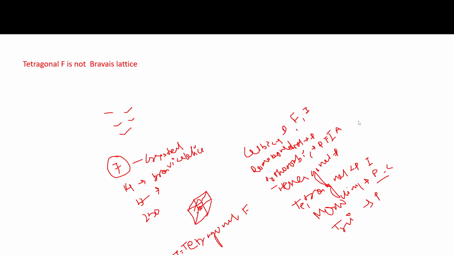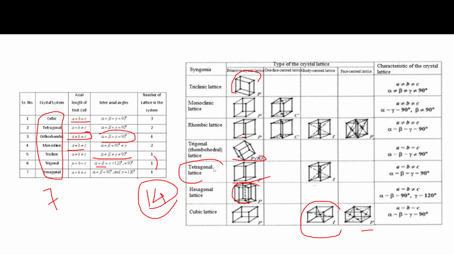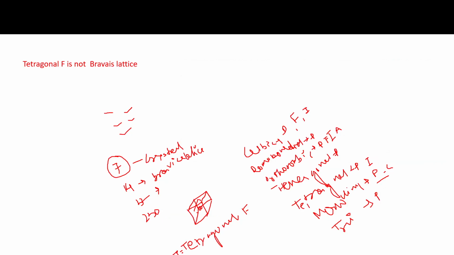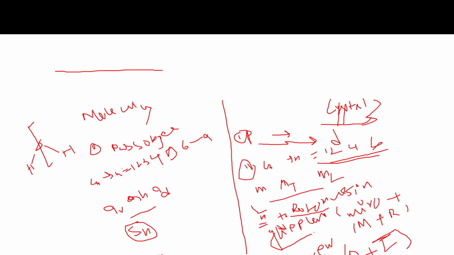Then we talk about whether the tetragonal face centered is a Bravais lattice or not. As we showed here, the tetragonal primitive and body centered are Bravais lattices, but face centered is not. Face centered and side centered, like C1, is not a Bravais lattice.